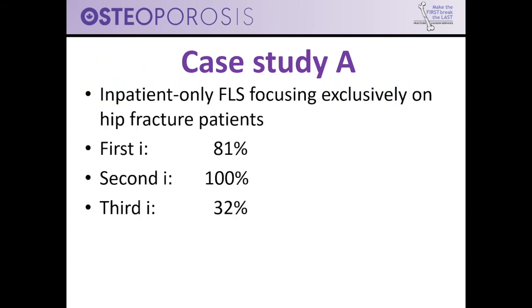So here's the case study, and actually I'm taking case study A from our booklet on FLS indicators. This was an inpatient-only FLS that focuses exclusively on hip fracture patients. So they identified 81% of the hip fracture patients. If you're a hip fracture only FLS, you get a free pass on the second indicator, because patients who have a fragility fracture of the hip after the age of 50 are automatically known to be at high risk. They don't need a bone density to tell us that. So they get a free pass there. But see where their weak link was? It's really the fact that they're having a hard time getting the patient started on treatment.